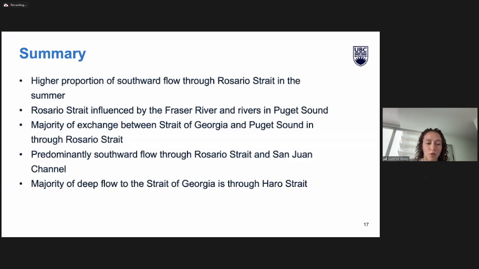But as I showed in some previous slides, what's actually making it through the cross section is not what's making it all the way through to the strait, so it's not capturing what's actually moving between the Strait of Georgia and the Juan de Fuca Strait. So with Ariane, when we can run these simulations and track particles, we can get a better idea of what is actually making it all the way through the area.